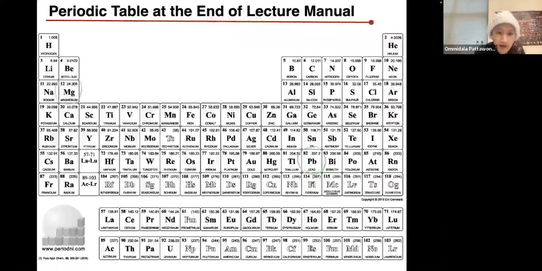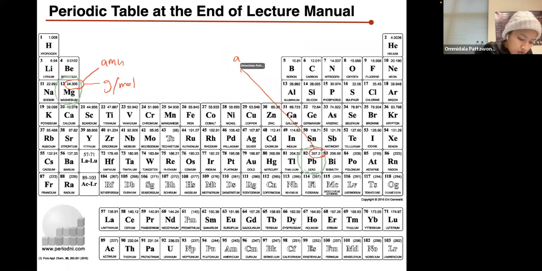The number that will tell us about the average atomic mass and molar mass is this number right here. If it's reported in amu, it's going to be atomic mass. If it's reported in grams per mole, this is going to be molar mass. Note that you should know how to differentiate that. Same thing for lead. If this number is reported in amu, it represents the mass of 1 atom. If it's reported in grams per mole, it represents the mass of 1 mole of lead.